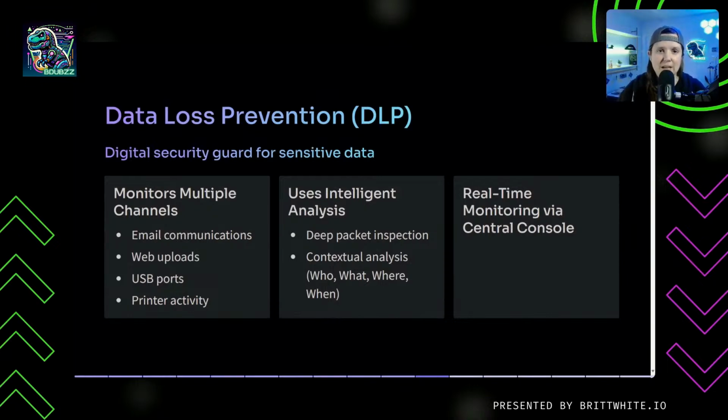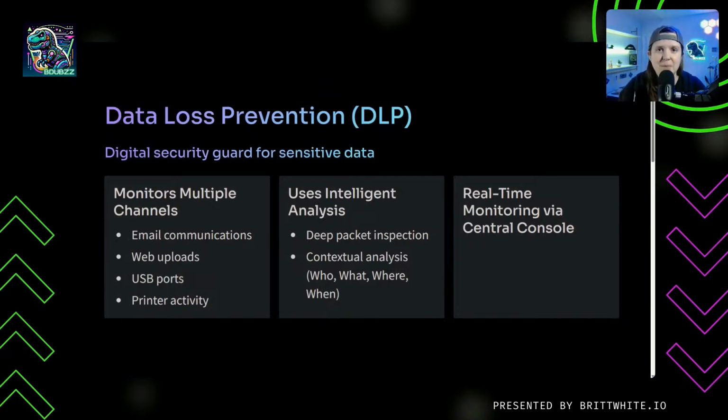Now, what makes DLP systems particularly powerful is their intelligence. They use deep packet inspection to analyze not just the surface level information of network traffic, also known as the headers, but it's looking at the actual content that's being transmitted. They also use contextual analysis to examine multiple factors, looking at who is sending the data, what type of information it contains, where they're sending it, and when the transmission is occurring. All of this is managed from a central console, so security administrators can monitor all data movement across the organization in real time.